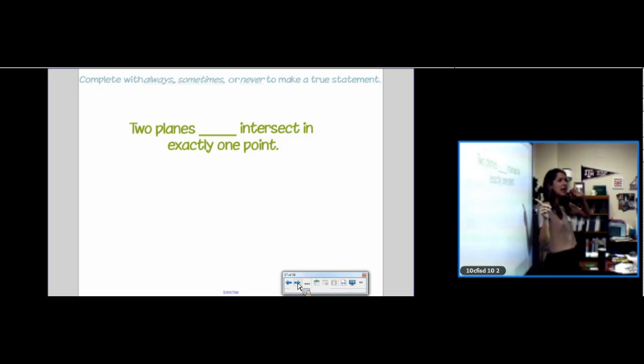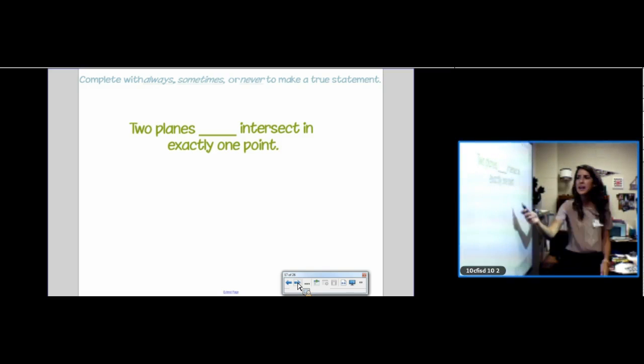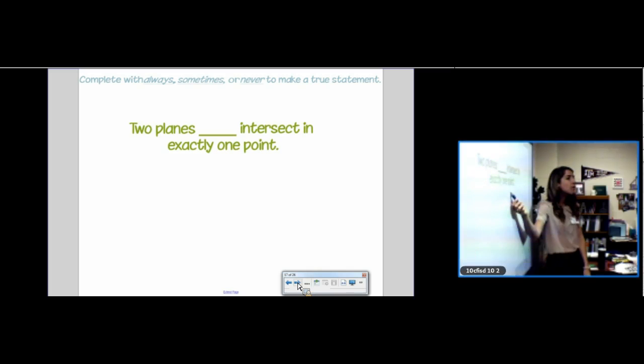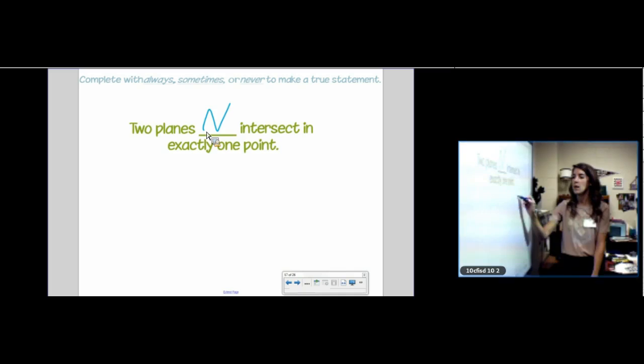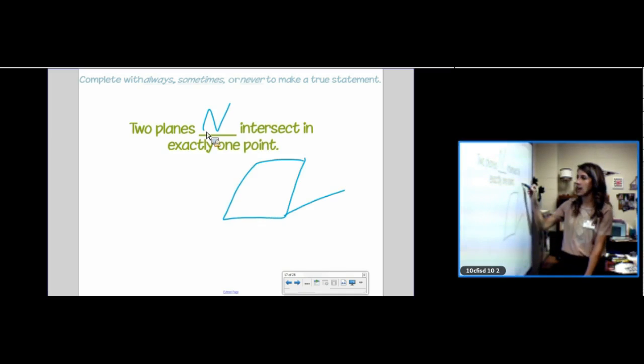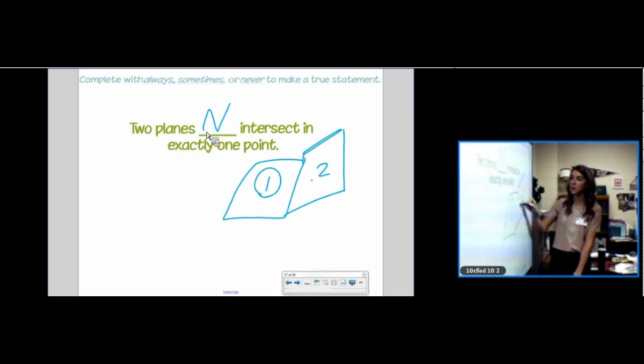What do you get when 2 planes intersect? You get a line. So, do you get a point? Never. You never get a point when 2 planes intersect. Because when 2 planes intersect, like this plane and let's say this plane, when plane number 1 meets up with plane number 2, you get a whole line. You don't get a point. So that one's never.